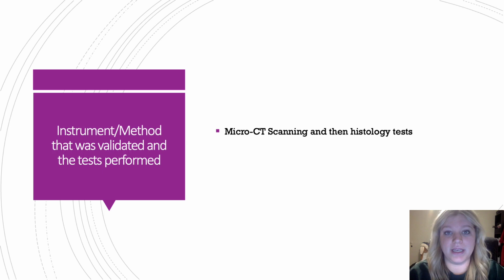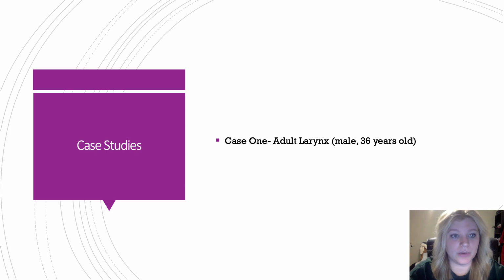Instrument and method that was validated and the tests performed. Micro-CT scanning was used to take a radiograph of an object through a 360-degree rotation using X-rays. The scans were conducted using specific scan parameters, which included voltage, current, and exposures varying for each of the samples that were tested. After the micro-CT examination was completed, the samples were taken to a histological analysis. These samples were dissected and examined using tissue block selection. The tissue blocks were then stained and looked at visually through microscopic analysis. We will now go into 3 different case studies that were used in this study.